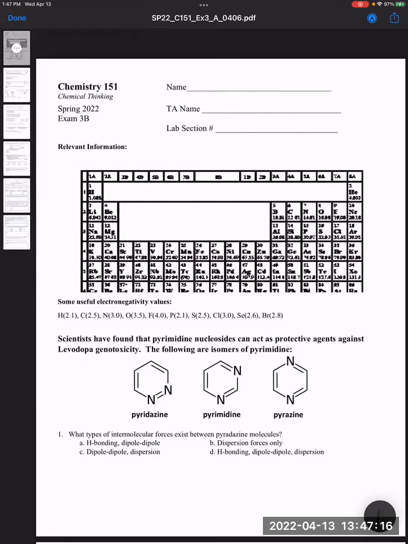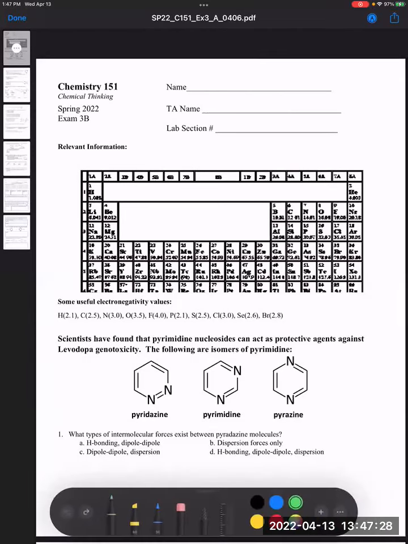So you're given three molecules, and then you are asked what are the types of intermolecular forces that exist between pyridazine molecules. So you are referring to this molecule over here. Now, pyridazine is a polar molecule, okay? And if you have a polar molecule, for example, you're going to have a dipole moment going this way. If you have a polar molecule, you're going to have dispersion and dipole.